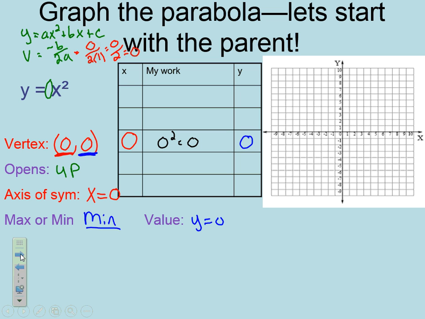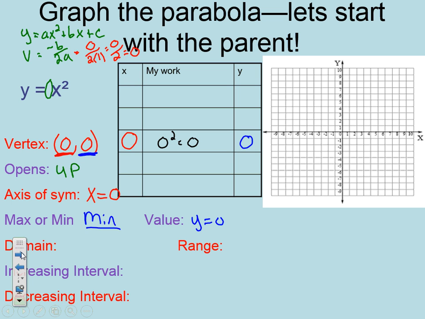Now we're also going to determine our domain and range and whether it is increasing and decreasing intervals. But before we get to those four, we're going to finish out our table and we're going to graph. So for our table, I'm going to do 2 higher than 0 and 2 lower than 0. So I'm going to use 1, 2, -1, -2. Plug this in to work. 1 squared equals 1. So my y value equals 1. 2 squared equals 4. So my y value on this one's going to be 4.